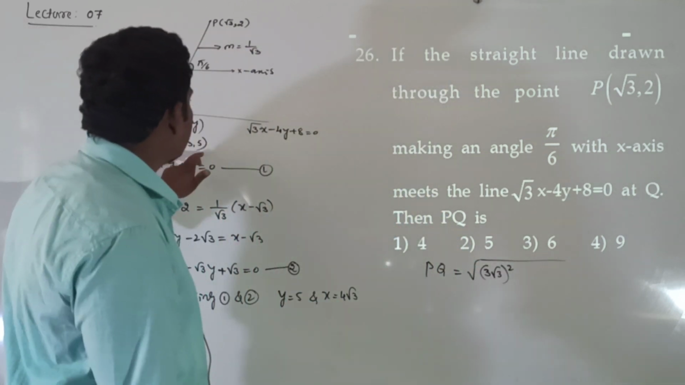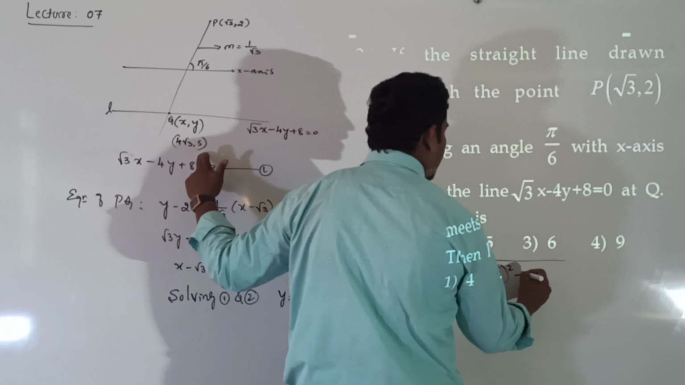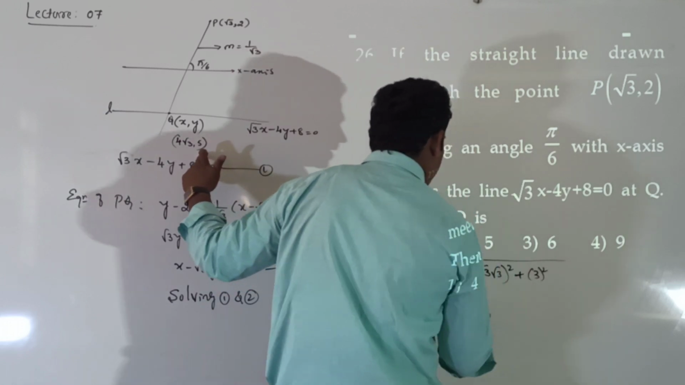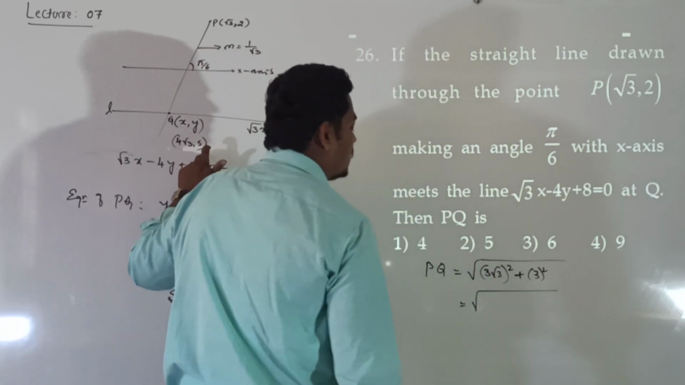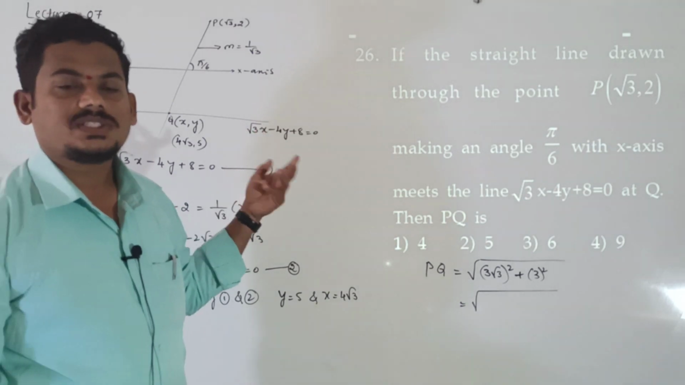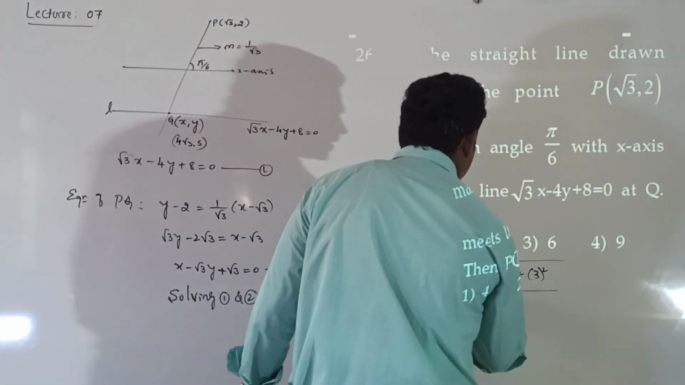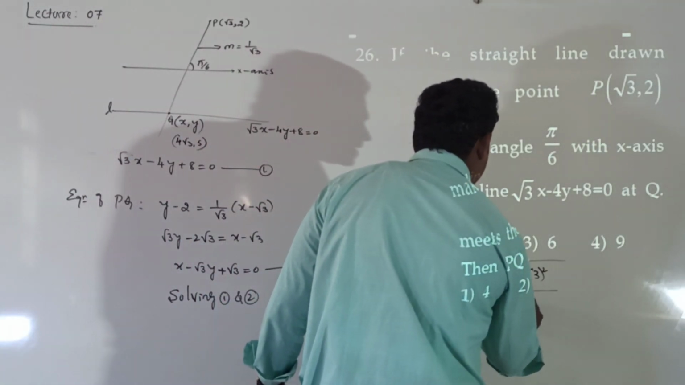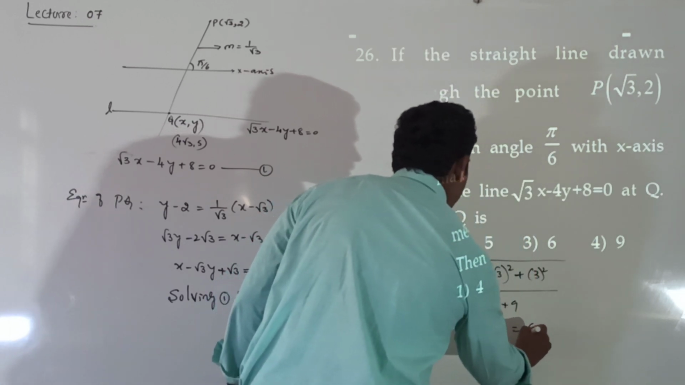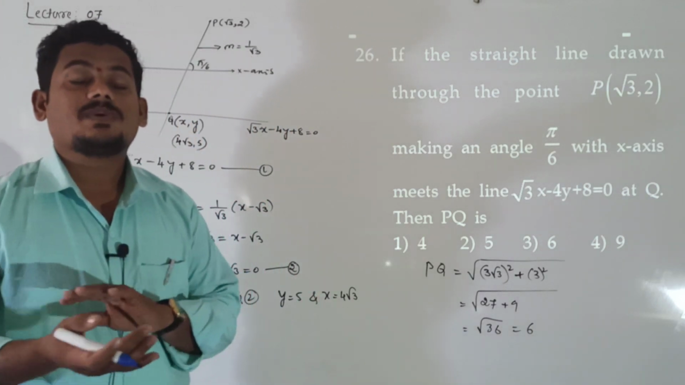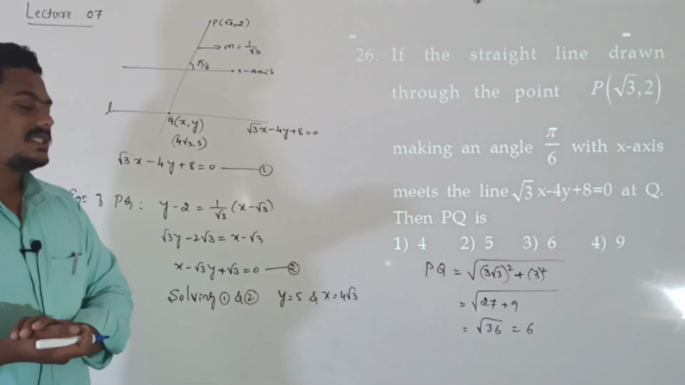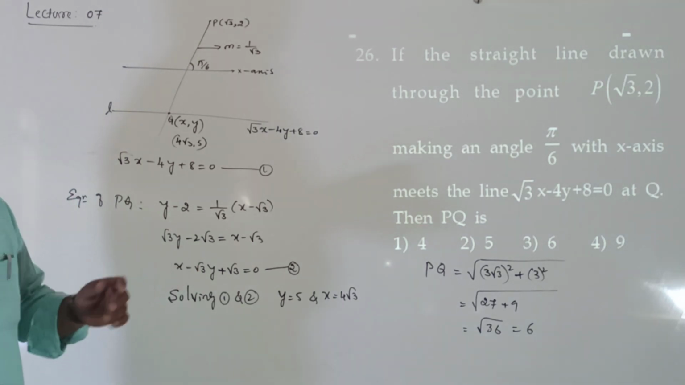(x2 minus x1) whole square, plus (5 minus 2) whole square. 5 minus 2 means (3) whole square. That's equal to square root of (3 root 3) whole square: 3 squared is 9, root 3 whole square is 3, so 9 into 3 is 27, plus 9. That's equal to square root of 36, equal to 6 units. Distance between P and Q is equal to square root of 36, means 6 units.